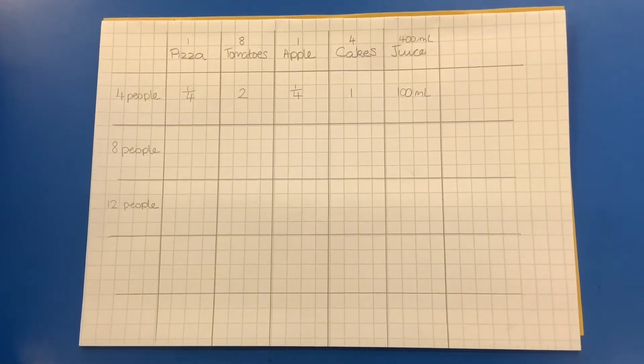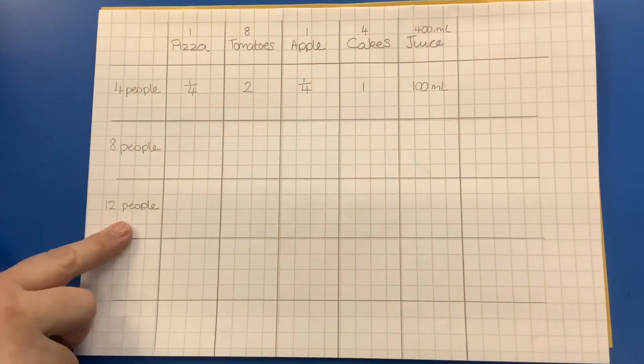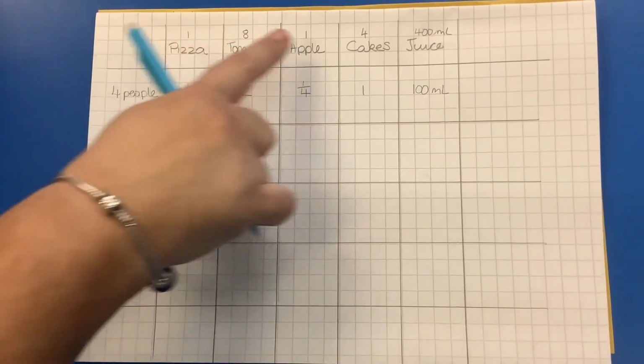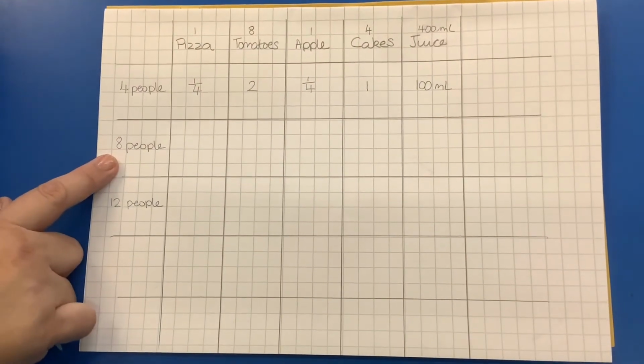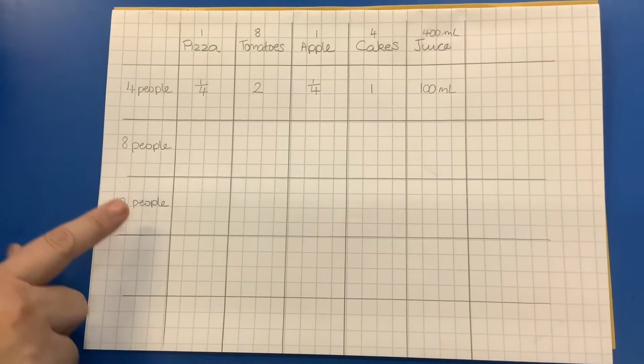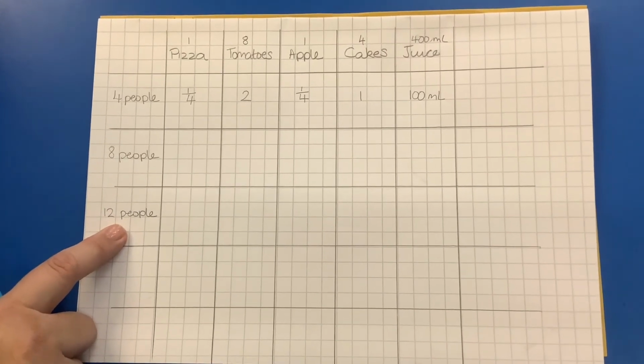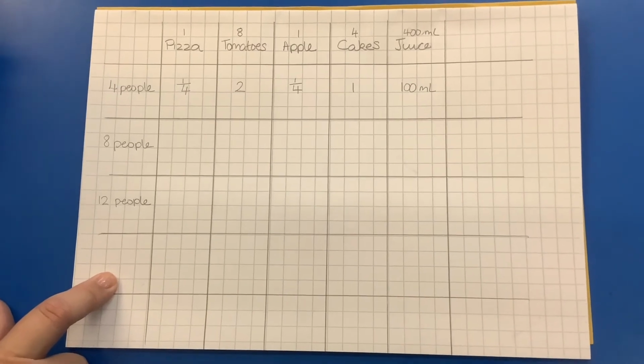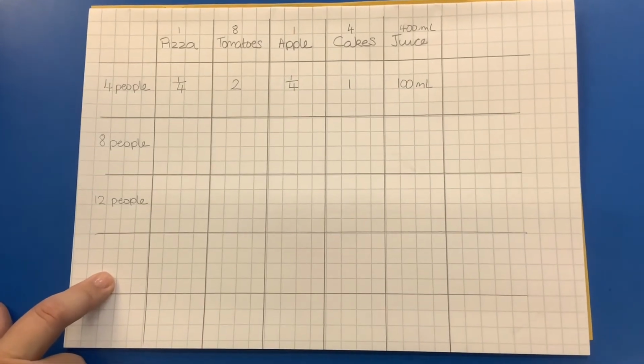So what I want you to do now is make your chart like I've made. Then I want you to think, what about if you had the same things, but 8 people came? What about if 12 people came? And then you could think of another number. So I want you to think of 3 other examples of different amounts of people.